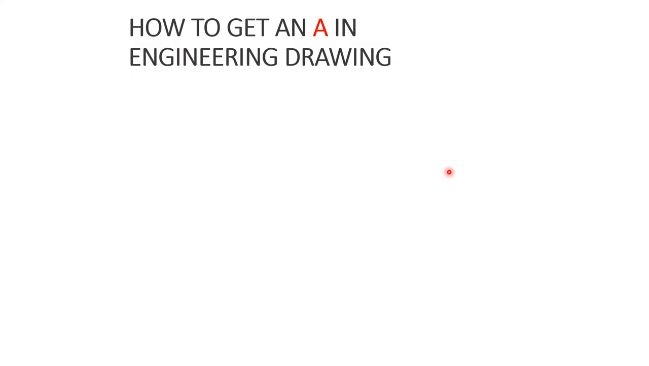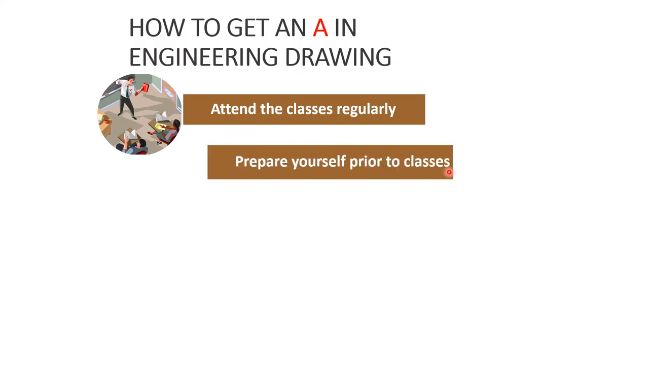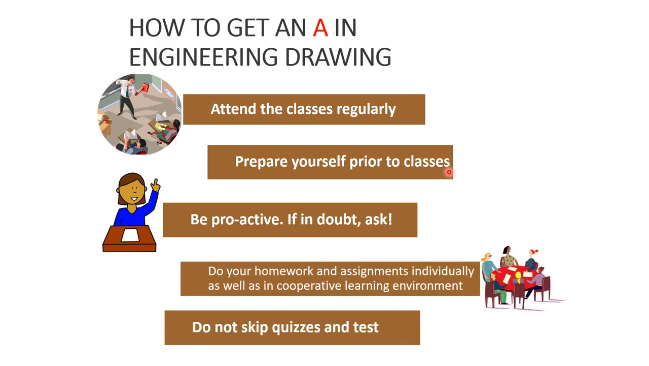And how to get an A in engineering drawing? Attend classes regularly. Prepare yourself prior to class, like reading the topic which will be discussed in the coming class. Come early, be proactive. If you have any doubt, ask in the class, during the class, or after the session. Do your homework and assignments individually as well as in a cooperative learning environment. Do not skip quizzes, tests, and exams.